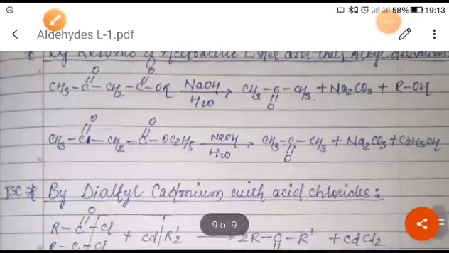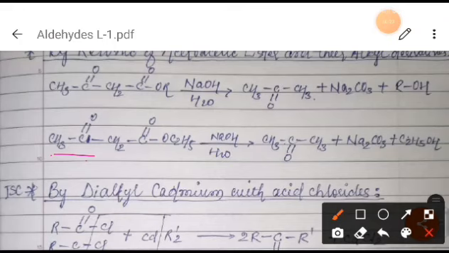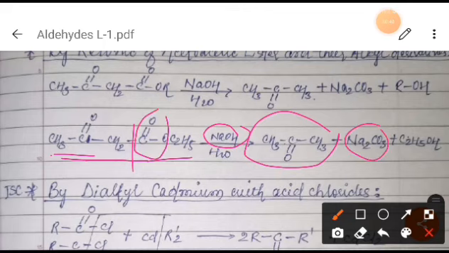One more example is here, CH3COCH2COOC2H5. From where will it break? It will break from here. When it breaks from here, we will get CH3COOCOCH3. After that, by taking the Na from here and carbon and oxygen from here, it will form Na2CO3, and after that this C2H5, by taking the OH from here, it will come here, right, as it is. So it is also easy, right?